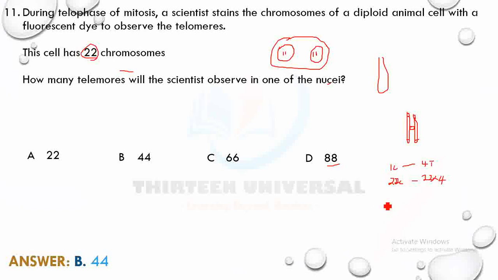So if one chromosome gives us 4 telomeres, 11 chromosomes will give us what? 11 times 4, which is 44. Because the two nuclei give us 22, and we're looking at what is in one nucleus, so that's 11. That is why the answer is 44.